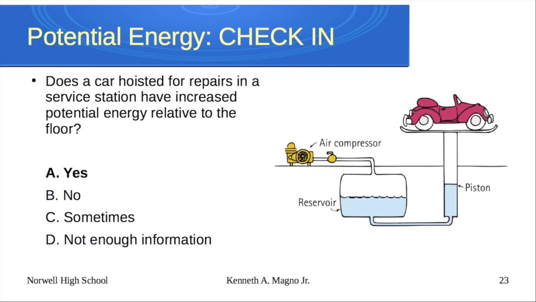Well, the answer is yes, because from here to here, this was 0, this is some height y, the car has some mass, and gravity's pulling on it. So whatever height I've lifted it, I've given it some y, so I'd have a PE grav of mgy when it's lifted off the floor. Now, what would actually do that work? Well, the air compressor pushing on the hydraulic fluid. That's what would push the piston up.